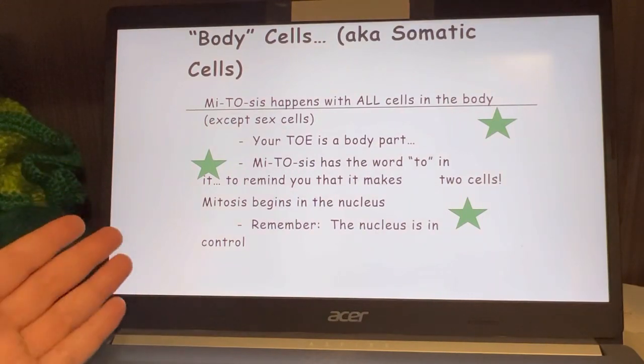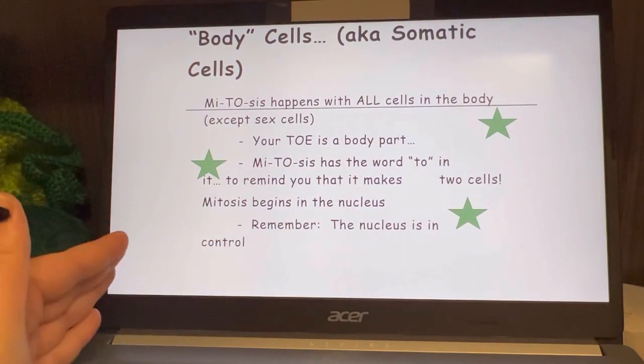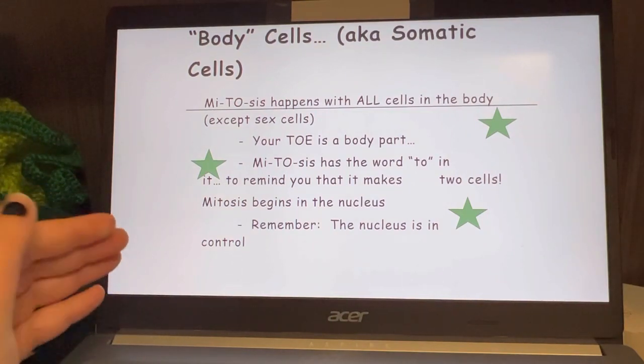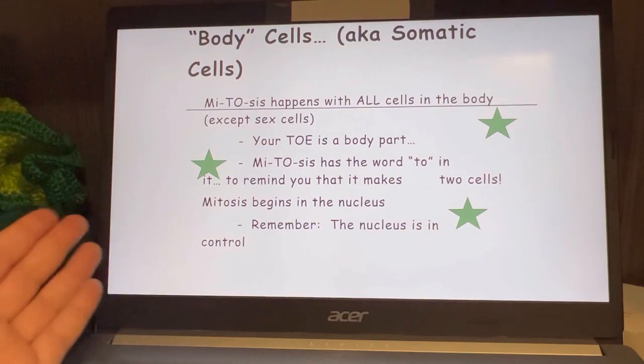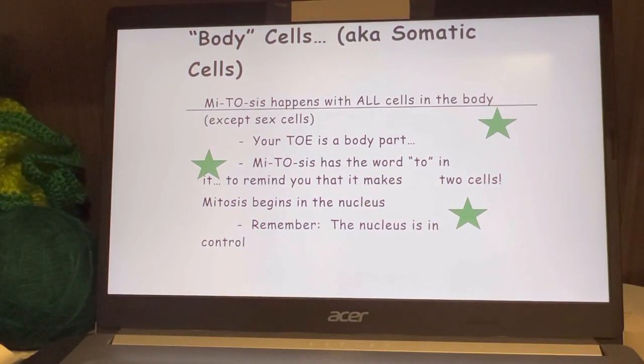So body cells, also known as somatic cells. Mitosis happens with all cells in the body, with the exception of sex cells or gametes. So your toe is part of your body. Mitosis has the word "toe" in it to remind you that it makes two cells. Mitosis begins in the nucleus. Remember, the nucleus is in control. It controls the entire process.